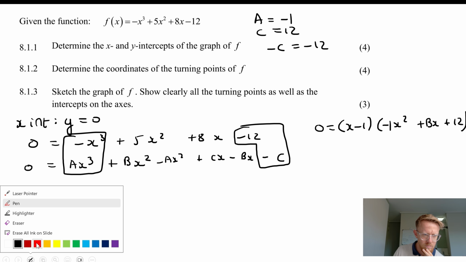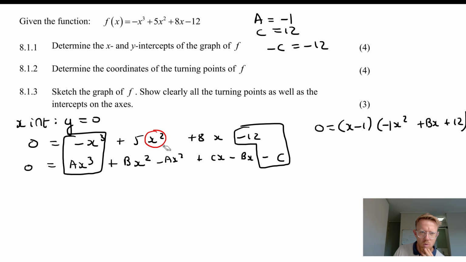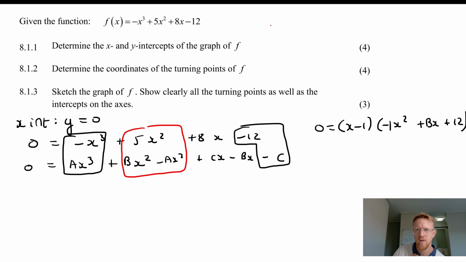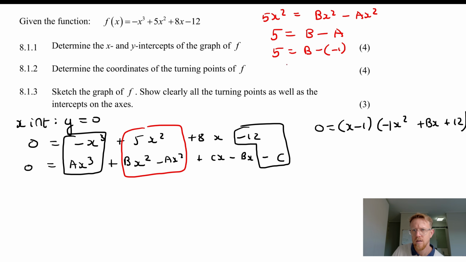Can you see that with the x squares, we could make an equation for those ones over there? So if you use those, you would say 5x² must be equal to bx² minus ax². You could then ignore the x squares and you'll just be left with 5 equals b minus a, but we already have a as -1. So 5 would be equal to b plus 1, and so b would be 4.